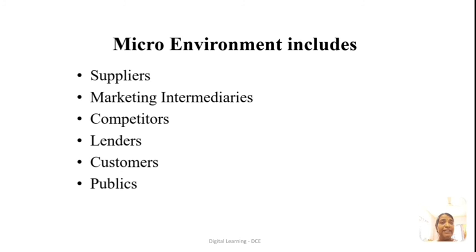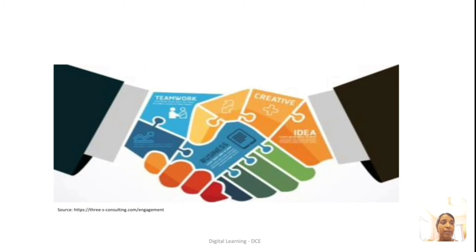Now let us see in detail about suppliers. Now if you see this diagram or image, what comes to our mind is there are two people who are giving a handshake. It can be a relationship between a businessman and a supplier. Both have a good handshake, which means that there should be an effective vendor relationship or partnership in order to get these supplies.